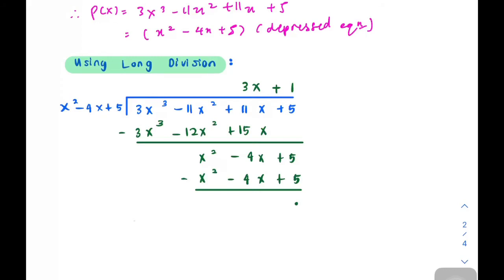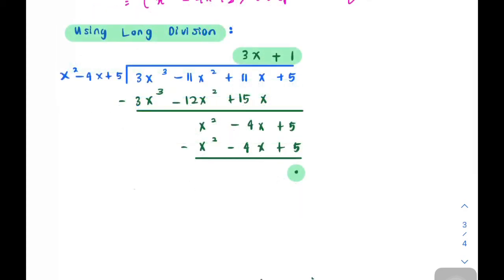So let's take the polynomial, divide with the factor just now, and after you're done, you may realize that the remainder is equal to 0. So this is a good sign, meaning that you are on the right track. So the quotient that you get is 3x plus 1. Therefore, let's conclude our answer. Our p(x) just now is x squared minus 4x plus 5, and let's fill in our quotient, 3x plus 1.